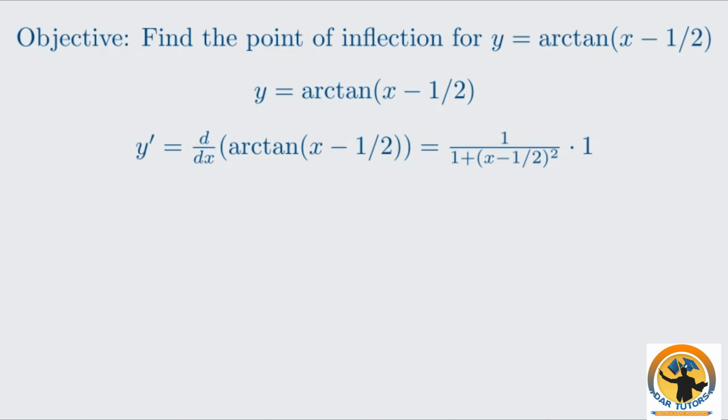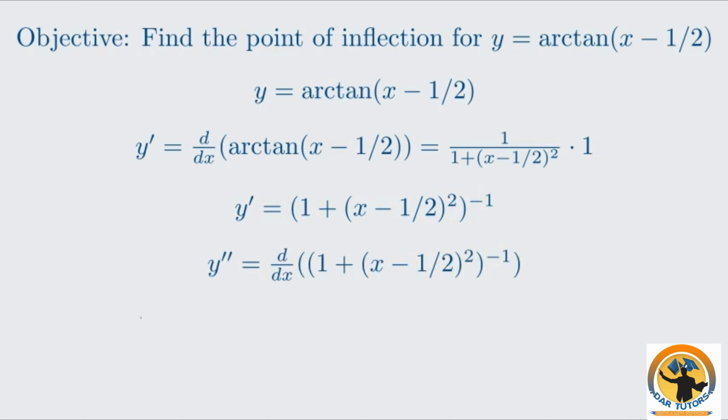To find the second derivative, we'll rewrite y prime using a negative exponent. y prime is equal to 1 plus the quantity x minus 1/2 squared, all to the power of negative 1. Now we apply the chain rule again to find y double prime. y double prime is negative 1 times 1 plus the quantity x minus 1/2 squared to the power of negative 2, multiplied by the derivative of the inside.